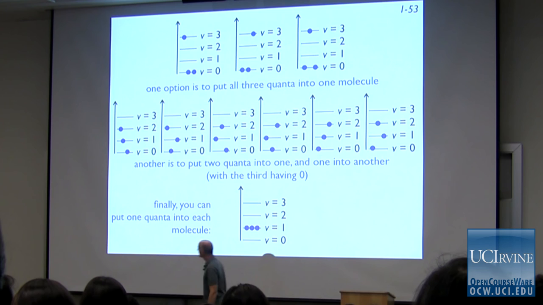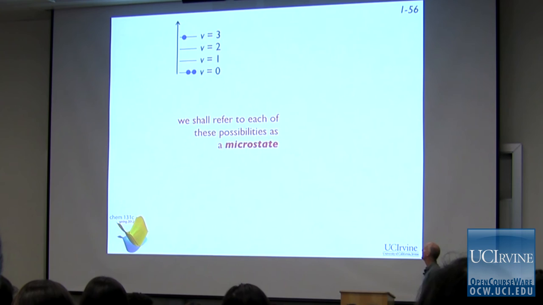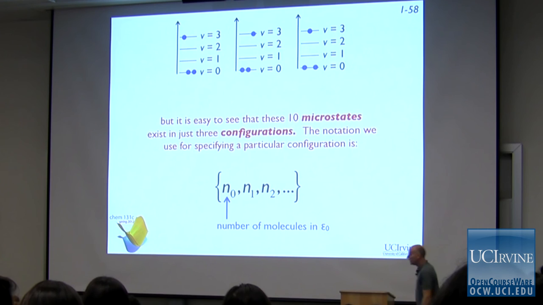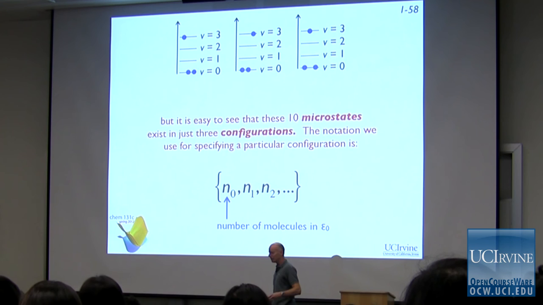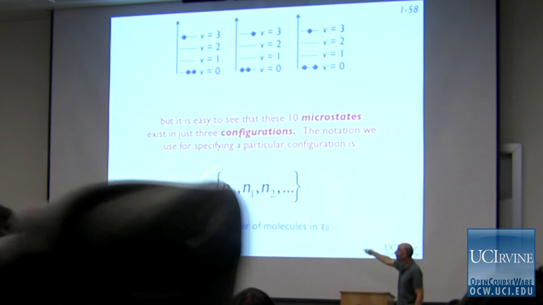So we're going to refer to each one of these guys, that guy, as microstates. That's what we're going to call them. There's one there. There's one over there. Here's one down here. All right, there's 10 of these guys. 10 microstates. Now, there's 10 microstates, but there's only three configurations of microstates. It's easy to see that these 10 microstates exist in just three configurations. This notation will just specify three configurations. See this? Does this look confusing and cryptic? No. It's easy to understand.